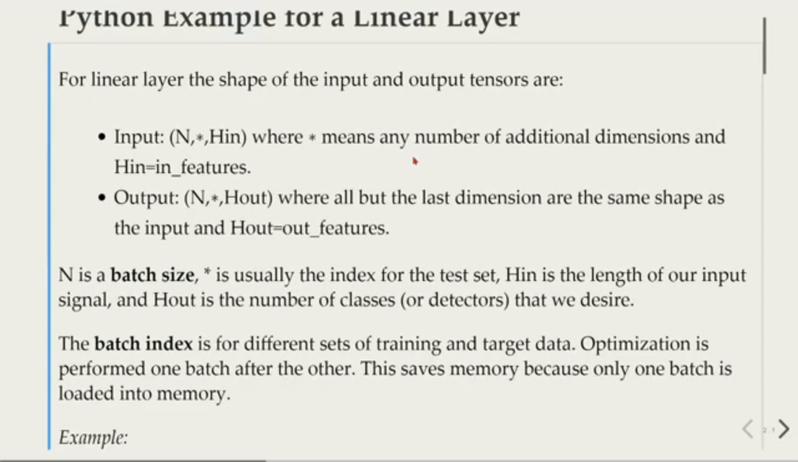Capital N is a batch size. Star is usually the index for the test set. H_in is the length of our input signal, and H_out is the number of classes or detectors that we desire. The N index is for different sets of training data. Optimization is performed one batch after the other. This saves memory because only one batch is loaded in memory.